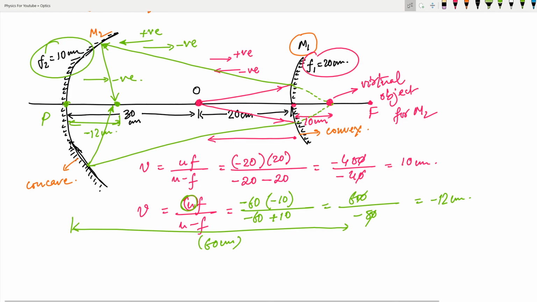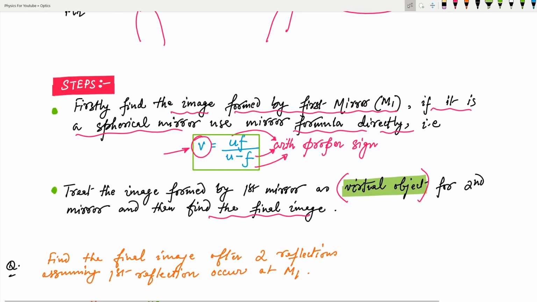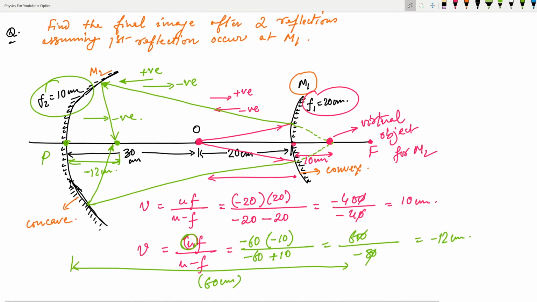Again, I'll repeat. If you look at the steps, you just need to remember these two steps. Firstly, you need to find the image formed by the first mirror, using the mirror formula if it is a spherical mirror. Secondly, once you have the value of V, that is the image location, use that image as a virtual object for the second mirror and then find the final image. If the second mirror is a spherical mirror, then you need to use the mirror formula. If it is a plane mirror, then it is simple, you don't need to use the mirror formula. I hope the concept is clear for combination of mirrors. This is all about combination mirrors. If you understood these concepts, then you're good to go.